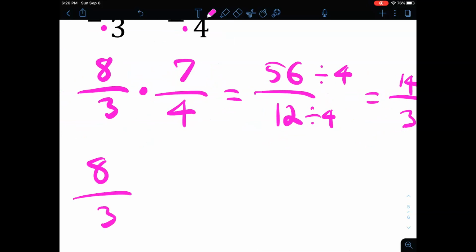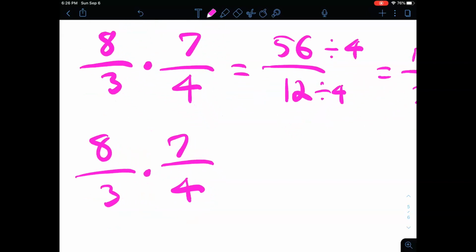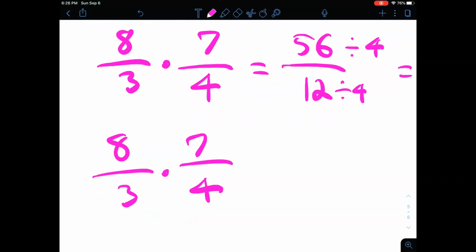I'm going to rewrite it down here and do it the other way too. The reason why we do that is because it makes it easier to multiply in our brains and to reduce in our brains. It's easier to reduce the smaller numbers than to reduce like 8, 56, and 12, wouldn't you say? Okay, let's think about this. 8 and 3. Can we reduce 8 and 3? No. 7 and 4? No. 3 and 7? No. 8 and 4? Yep, 8 and 4 are both divisible by 4.